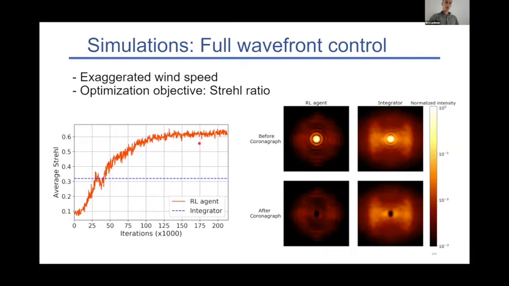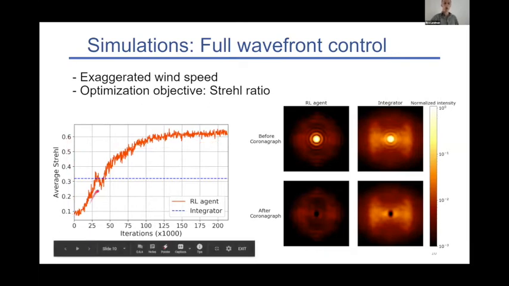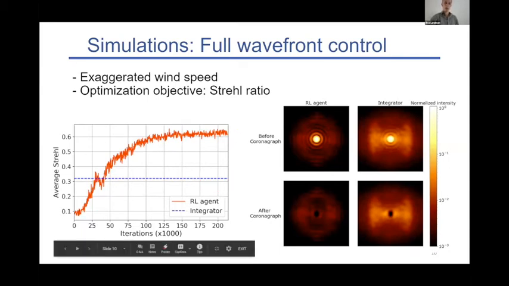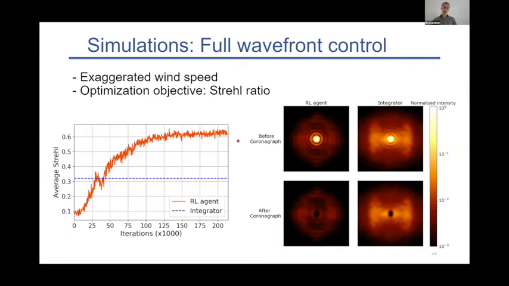On the figure on the left here, we see how the Strehl ratio evolves over the training process compared to an integrator with optimal gain. We see that at the end of the training, the reinforcement learning agent can get a Strehl ratio of factor 2 greater. On the right, we see the PSF for a 1 minute exposed simulation. And we can clearly see that for the integrator, we have that butterfly shaped pattern, the wind-driven halo, while for the reinforcement learning agent, it's almost gone.